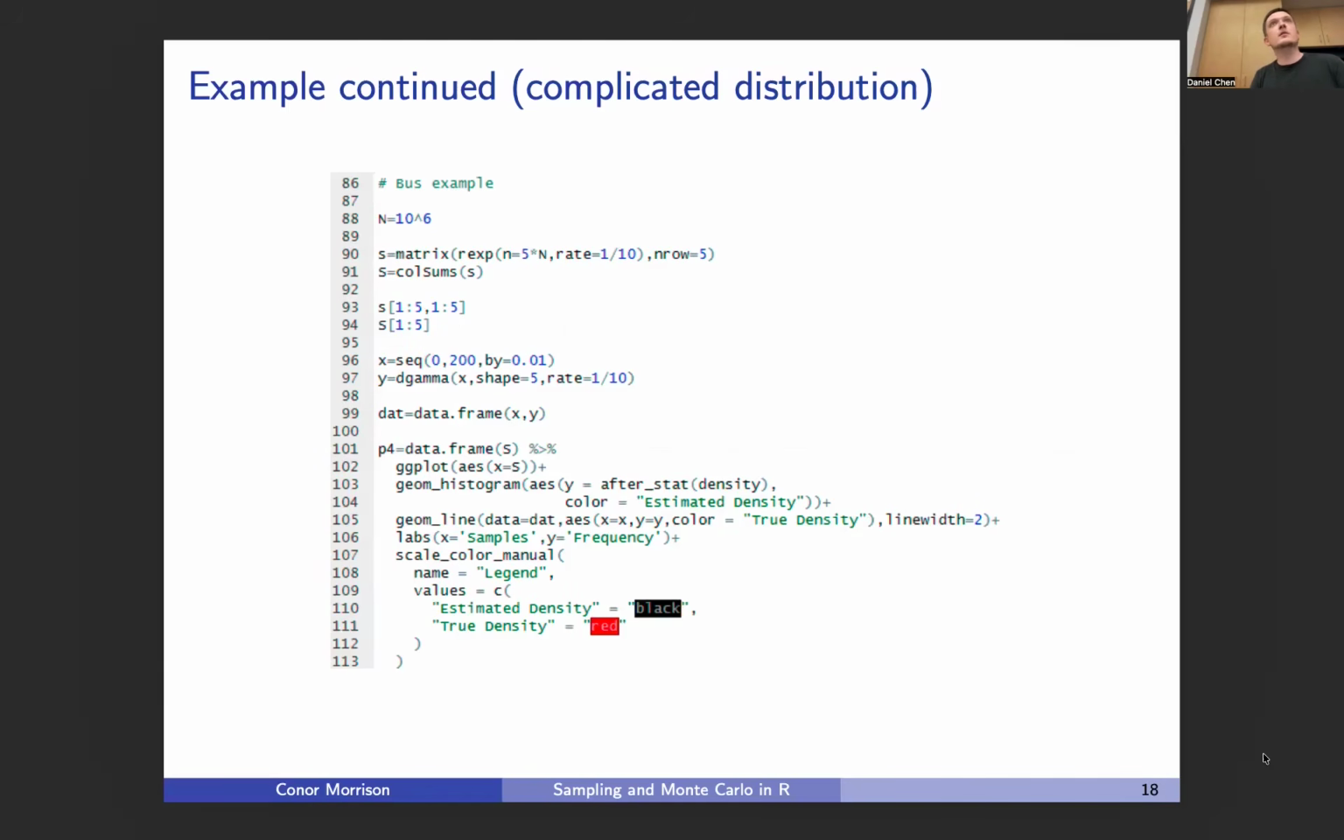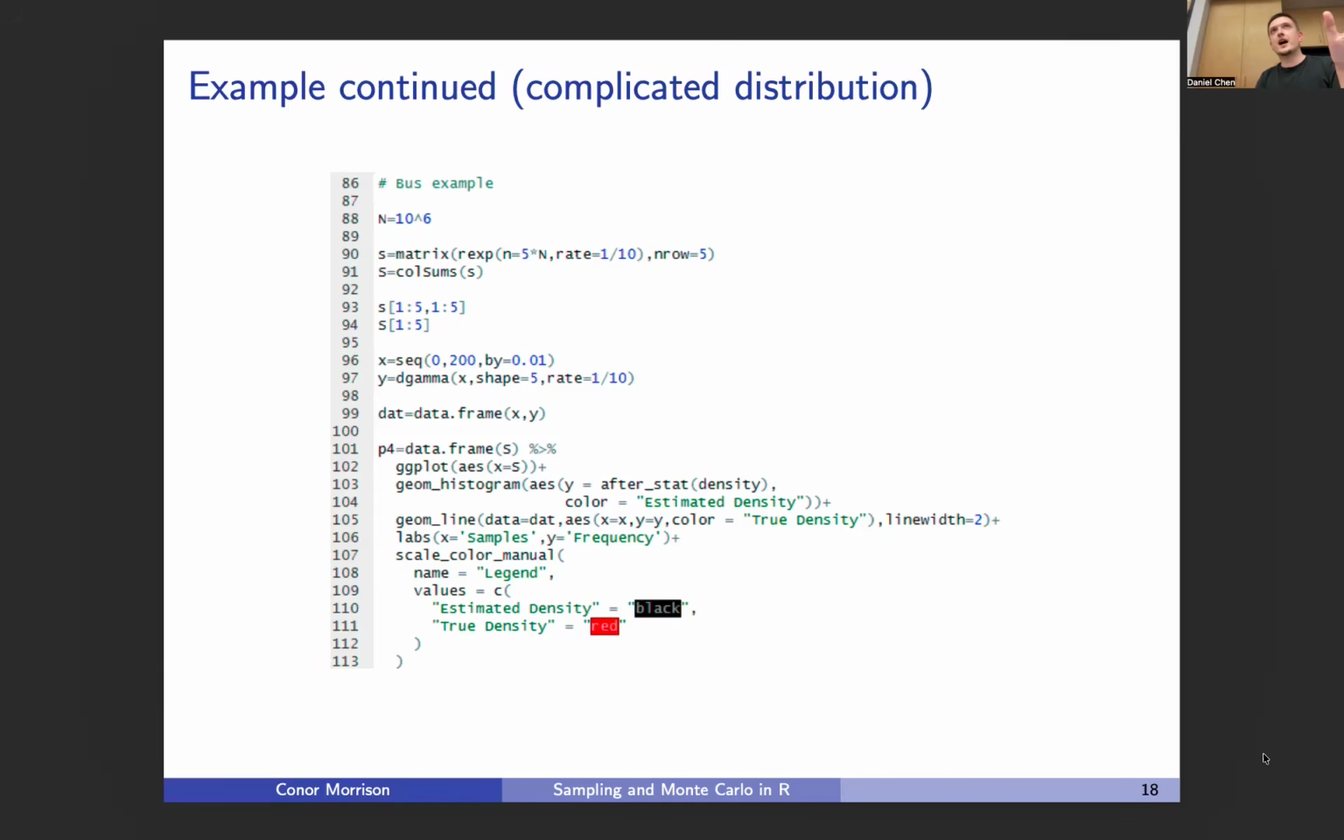But what I'm going to do, so at line 88 again, here's a million data points. At line 90, there's this matrix function. So inside I have rexp. I'm sampling 5 times n, because I have 5 buses, and for each of those I want n. Their rate is a tenth. And then matrix casts a vector into a matrix. And so when I say nrow, I'm saying turn this vector into 5 rows.